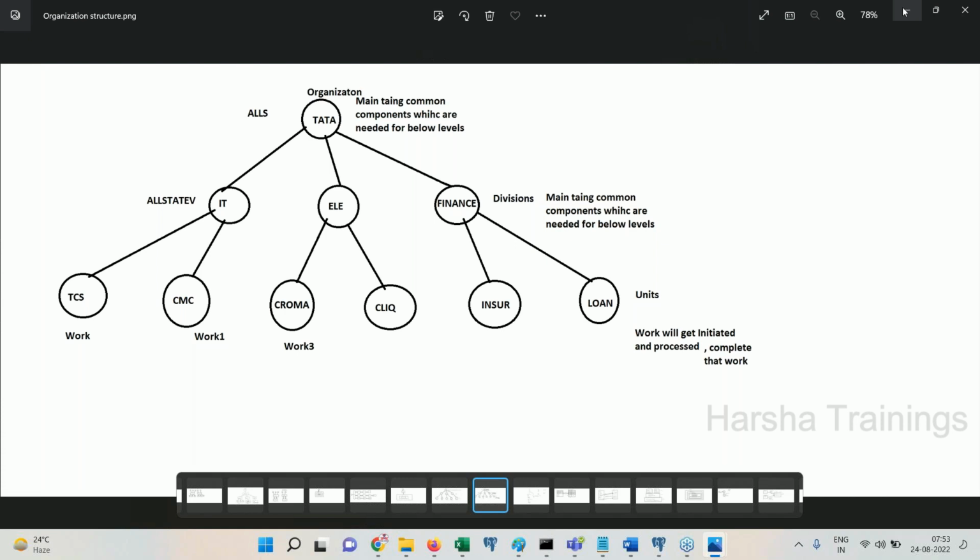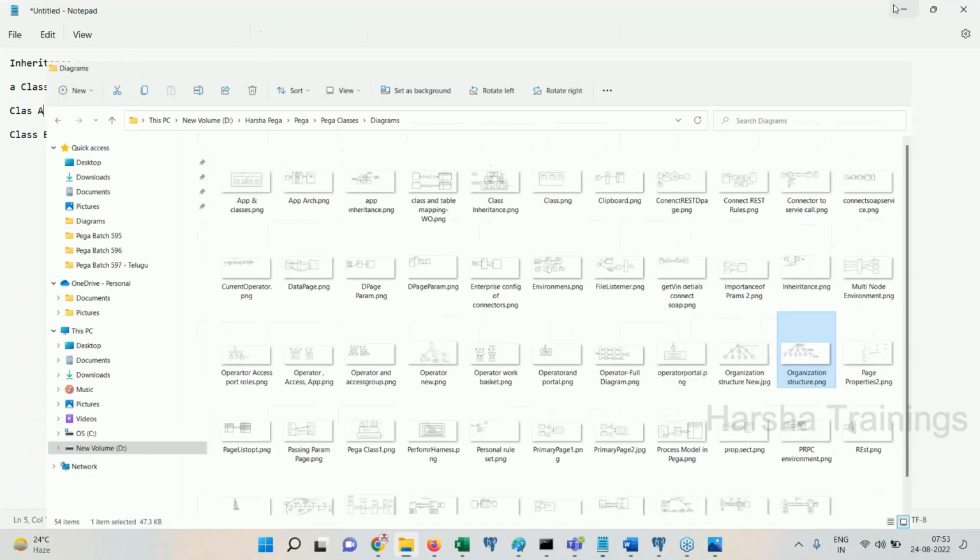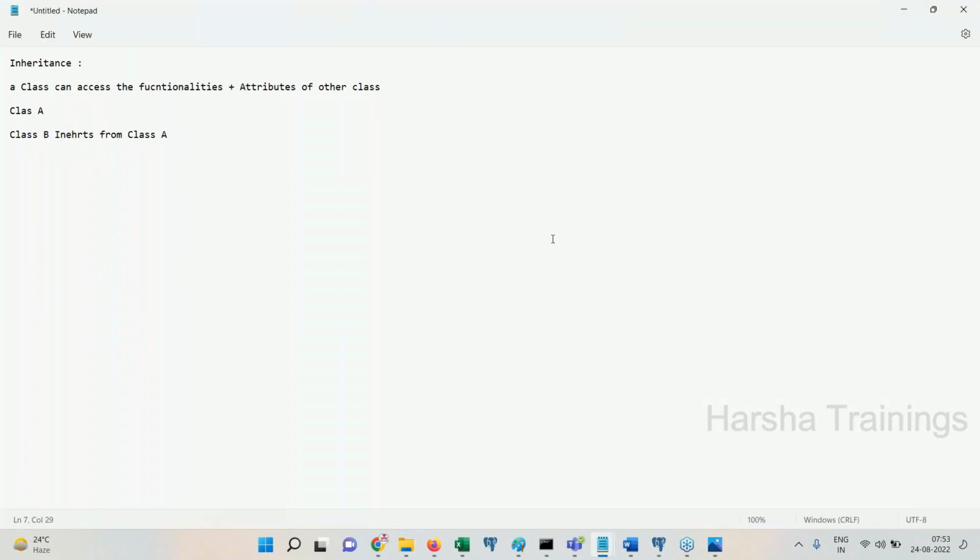So whenever you are going to create classes, it is very essential that you define the inheritance relation between the classes. I have organization class, I have division class, I have unit class. What is the reason you have these many? Unit should be able to access org, division should be able to access org. That is the intention, right?